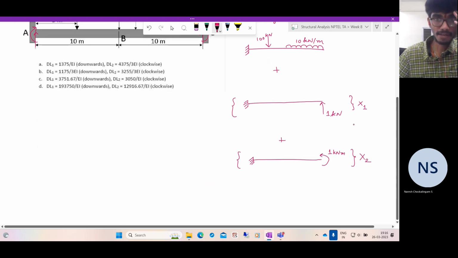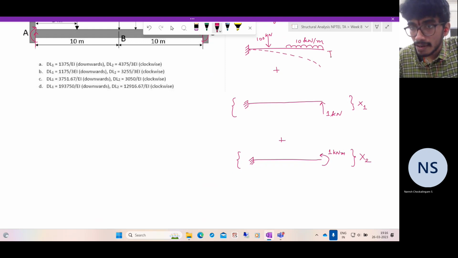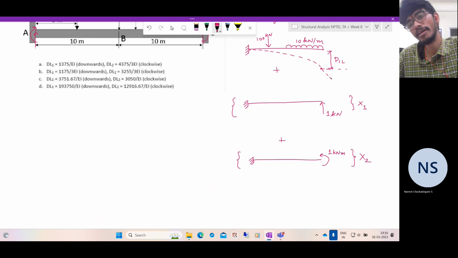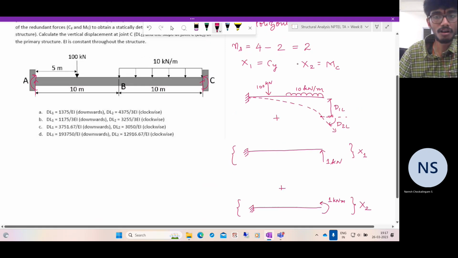So let us determine what is D1L. What is D1L when subjected to this? The displacement we obtained is D1L. And what is D2L? Note that D2L is also at the same point, but corresponds to a different degree of freedom. So the slope at this point is like this. So this angle is nothing but D2L. So the degree of freedom 2, the value of the degree of freedom 2 due to the applied external loading. So let us solve for this.